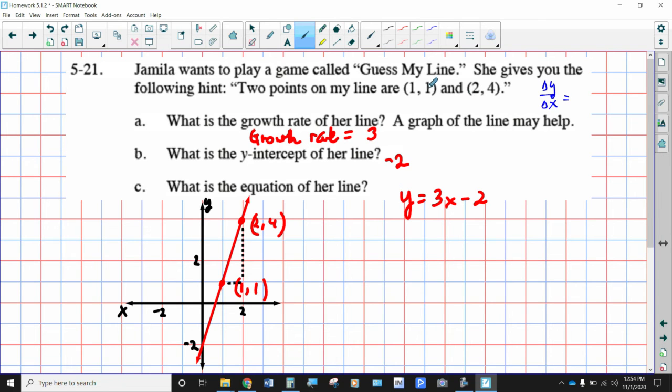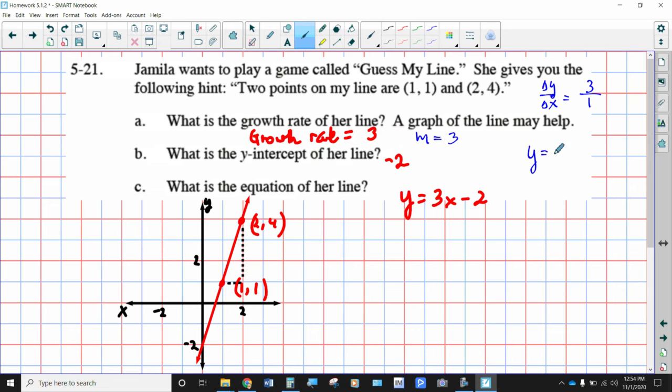So to go from here to here, the change in y looks like it goes up by 3, and the change in x looks like it increases by 1. So that means that the growth rate, or m, is equal to 3. If m is equal to 3, and these two points are on the line, then there's a way you can do this actually without graphing to find the y-intercept. This is how it works.